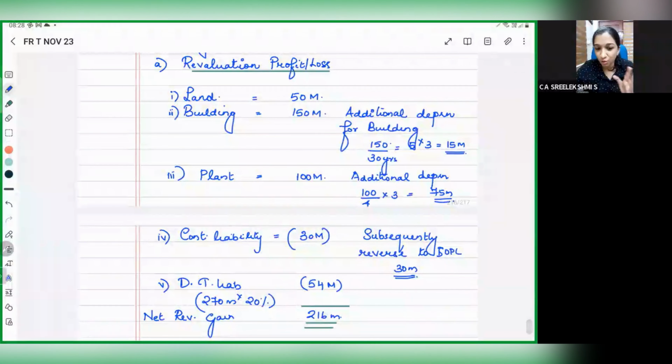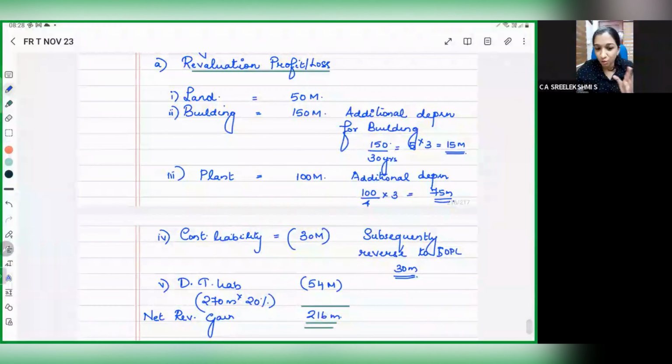Okay. Now we have a problem. This land, no further adjustment. For building, additional depreciation would reflect in my post-acquisition retained earnings. The 75 will be reflecting in my post-acquisition retained earnings. What about the contingent liability? That will be reversed, 30 million.